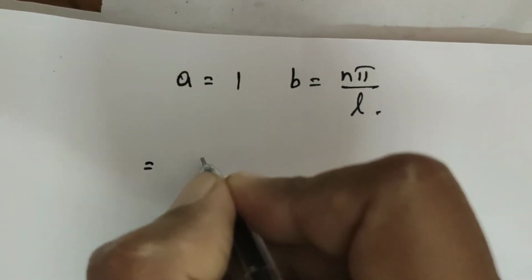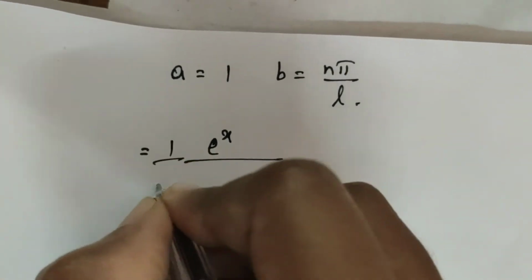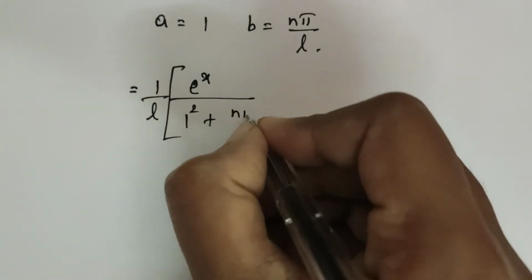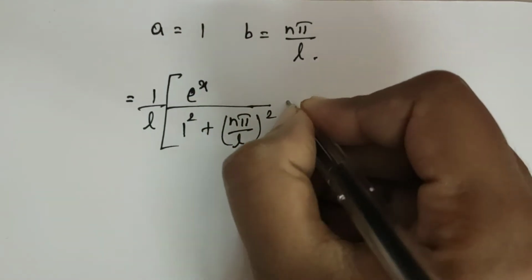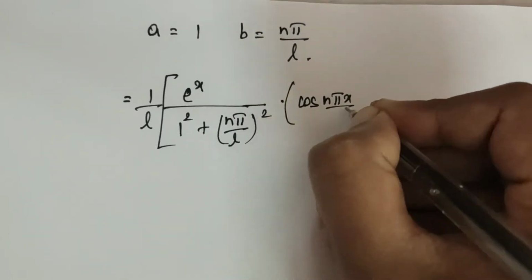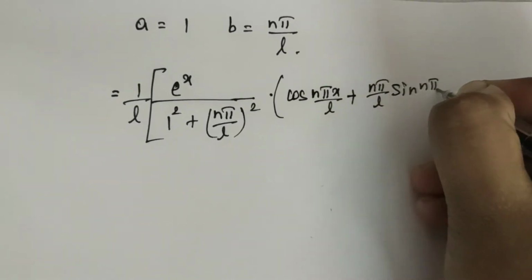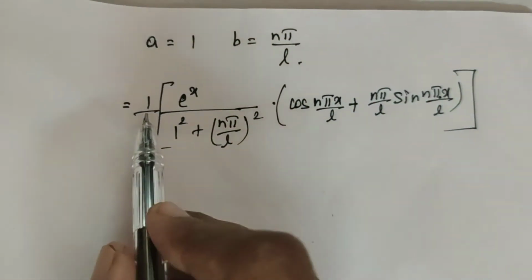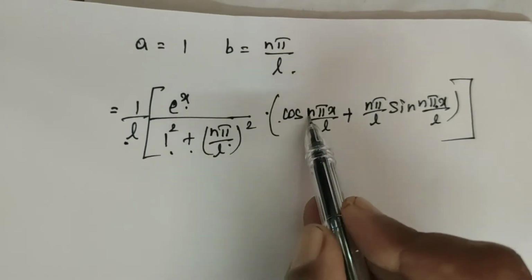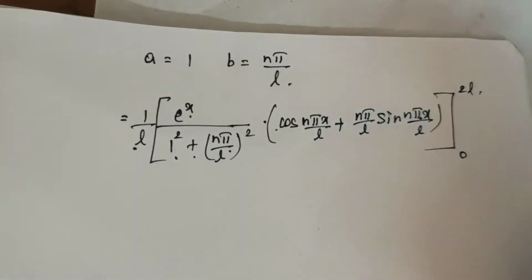So an is equal to, substituting the formula, 1 by L, e power x by a square, 1 square plus b square, n pi by L whole square, into a cos bx, n pi x by L, plus b, n pi by L, sin n pi x by L. Okay? So 1 by L is the factor outside, and the limits are 0 to 2L.